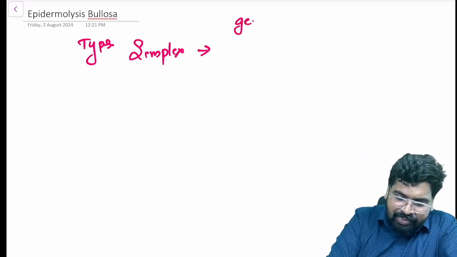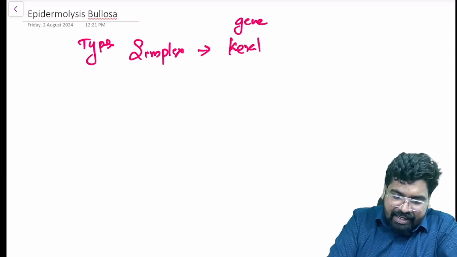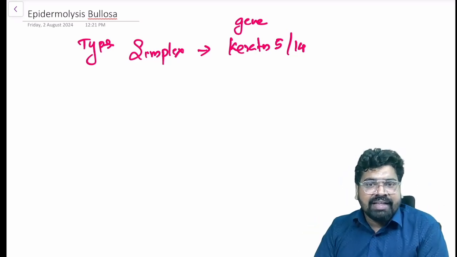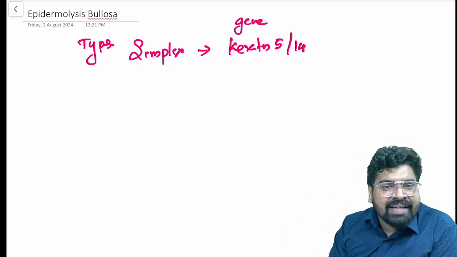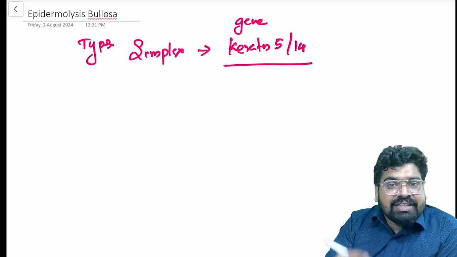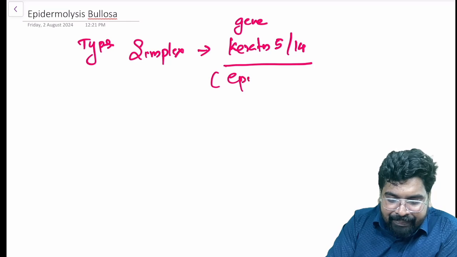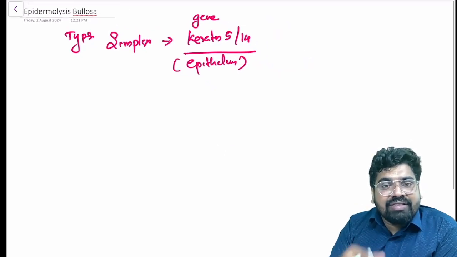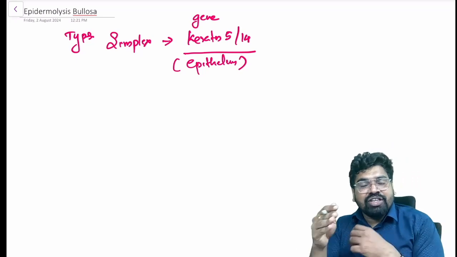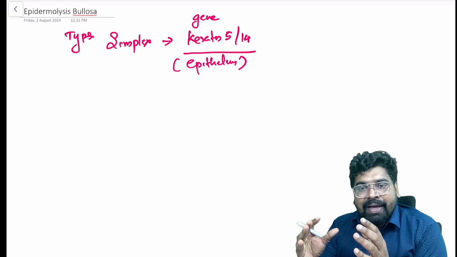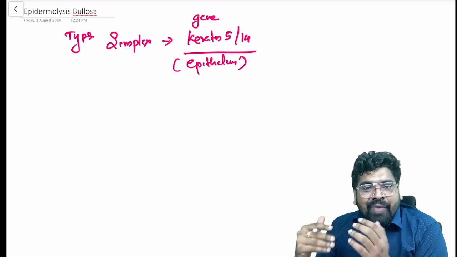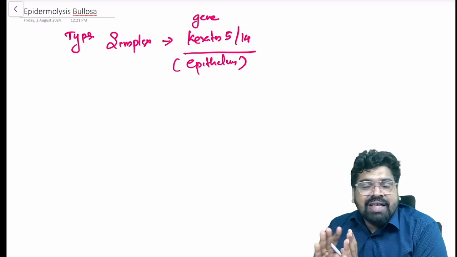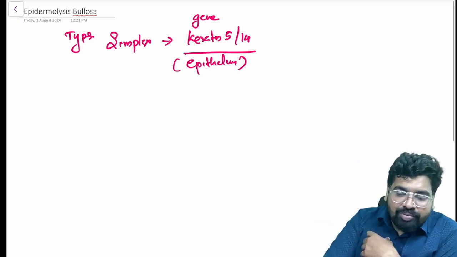That gene is the keratin gene, keratin 5 and 14. This keratin gene is seen in the epithelium, in your spinous layers, in the epithelial cells. So what happens when this gene is defective? The epithelial interconnections are not properly formed. There will be loss of interconnection between the epithelial cells. And I have told you already, whenever there is a loss of connection, the cells will undergo lysis, and there will be a split.